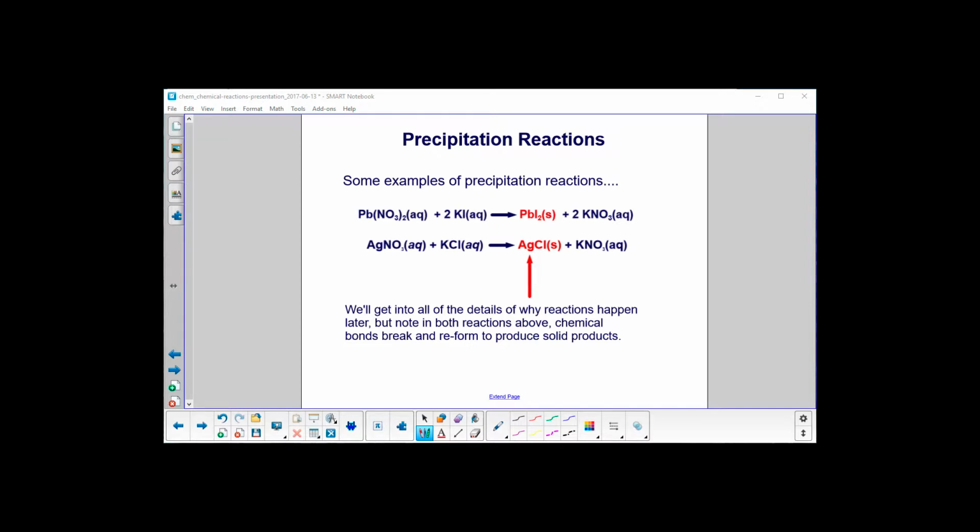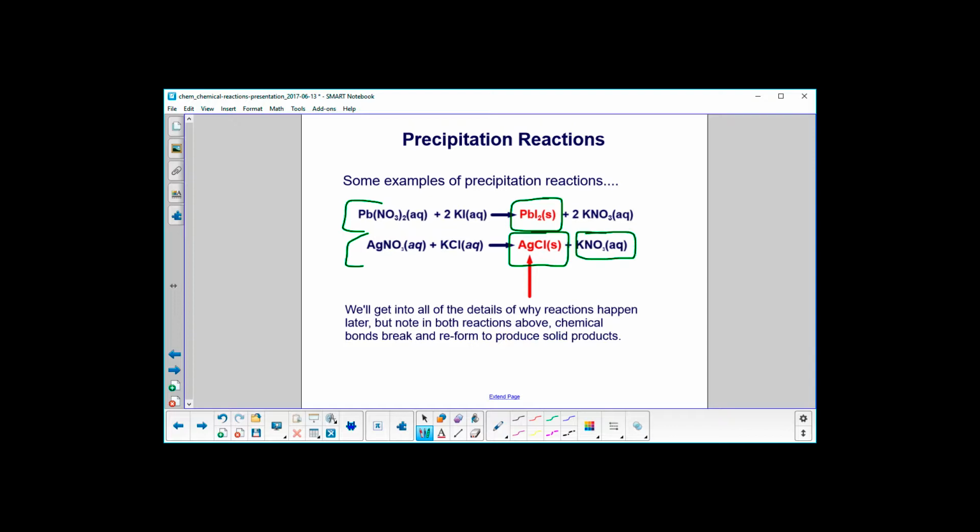Here are a couple examples of precipitation reactions. The first one, we have lead nitrate plus potassium iodide gives us lead iodide, and look at here, that's S, that's the precipitate, and then potassium nitrate. The second one, silver nitrate plus potassium chloride. Here, the precipitate is silver chloride. You can see the S. And here's potassium nitrate over here.